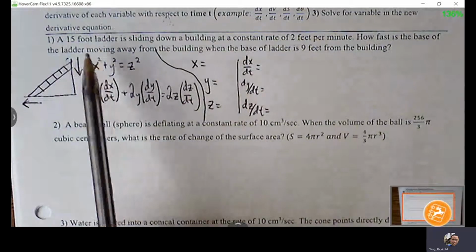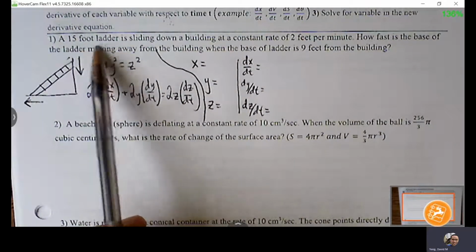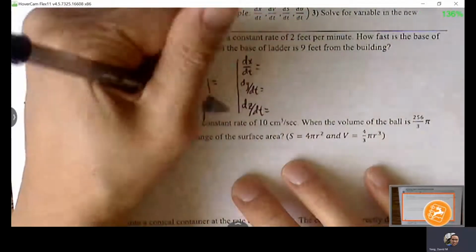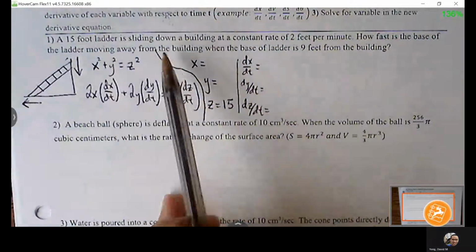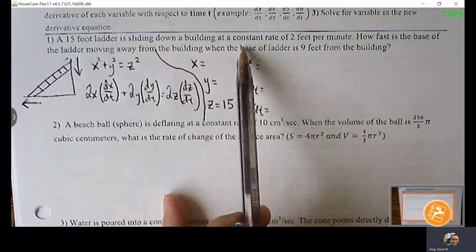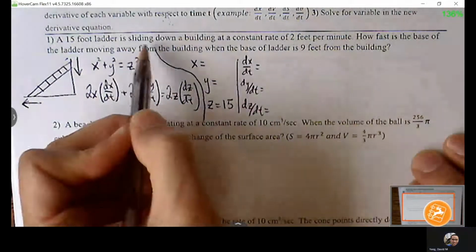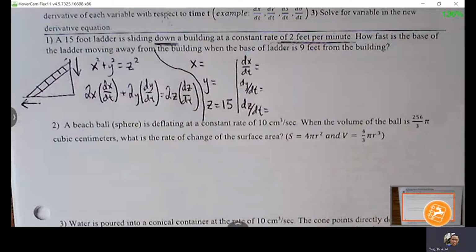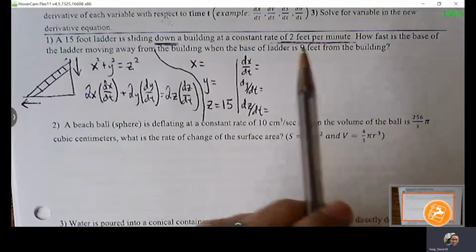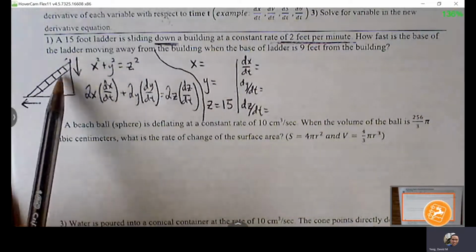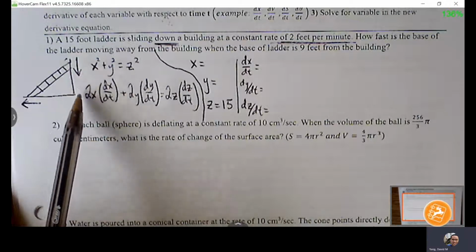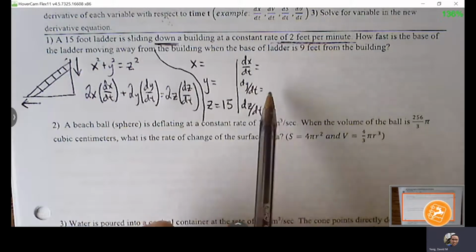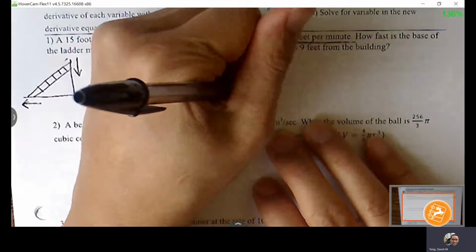All right, 15-foot ladder. Which variable is that? Z, yep. Is sliding down a building at a constant rate of 2 feet per minute. Sliding down, 2 feet per minute. What do you think that is referring to? dy/dt, okay? Because we see that as the ladder slides down, it's impacting the height of the triangle. Any adjustment that we have to make with that 2 feet per minute? Negative, okay. And why is it negative?